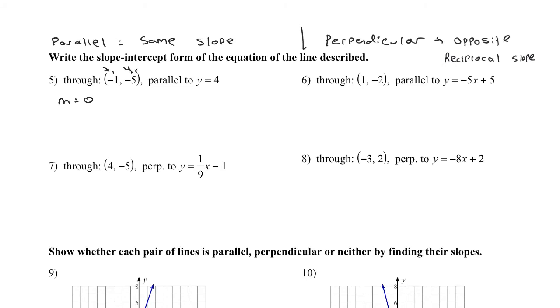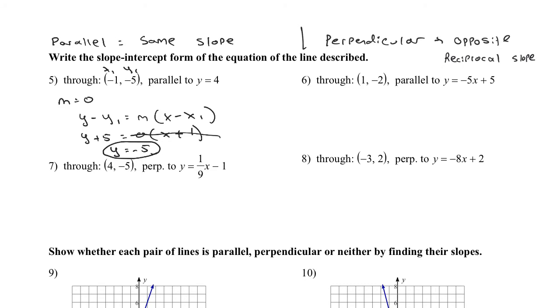So we would use this formula again, y minus y1 is equal to m times x minus x1. So that would be y plus 5 is equal to 0 times x plus 1. All this stuff just goes away because 0 times anything is 0. So I end up with y is equal to -5. So that would be my parallel line.